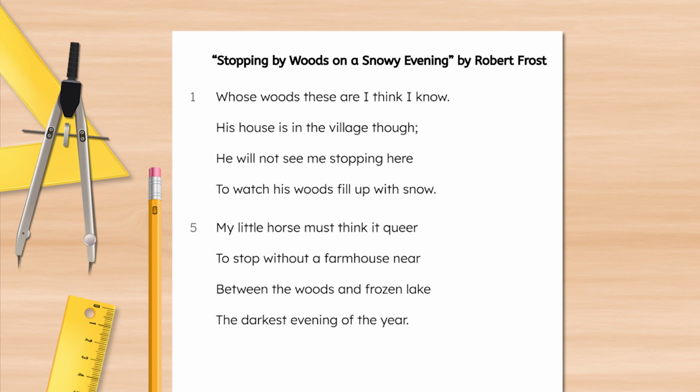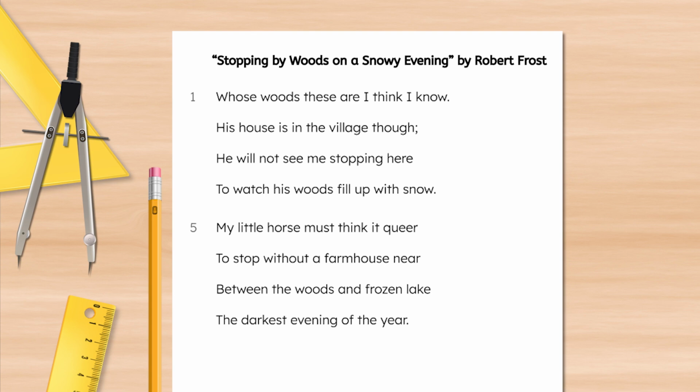To see rhyme scheme in action, here are the first 2 stanzas of Stopping by Woods on a Snowy Evening by Robert Frost. Whose woods these are, I think I know. His house is in the village, though. He will not see me stopping here to watch his woods fill up with snow. My little horse must think it queer to stop without a farmhouse near, between the woods and frozen lake, the darkest evening of the year.